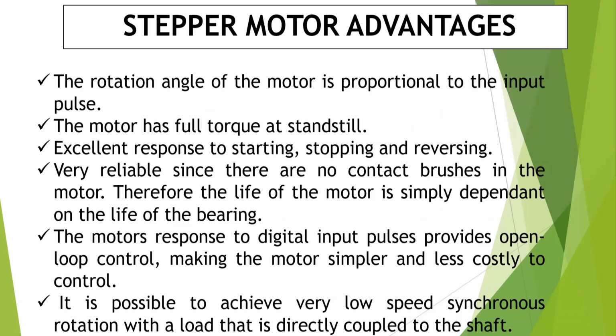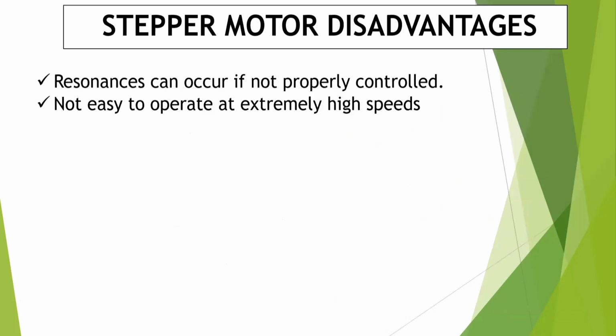See, if the bearing is good, the motor is good. Right, one thing: the motor has full torque at standstill. That is very, very important. Maximum torque, you can say, because no deviation is there, because it is controlled by the number of pulses. If the pulses are good, the torque is good, the speed is good, it can achieve low speed with a load that is directly coupled to the shaft.